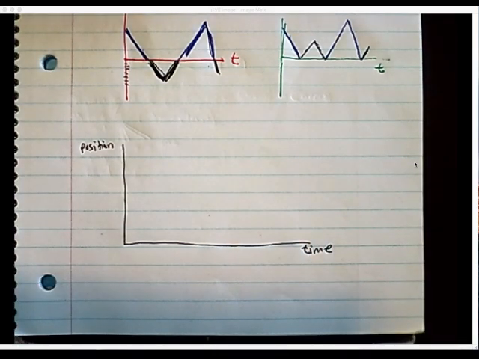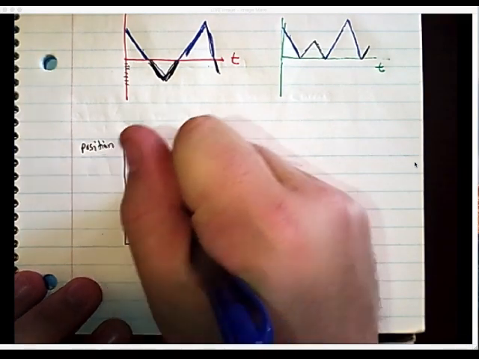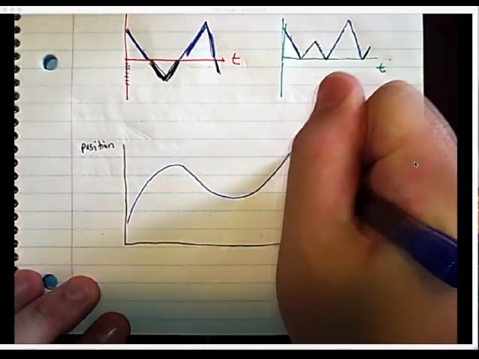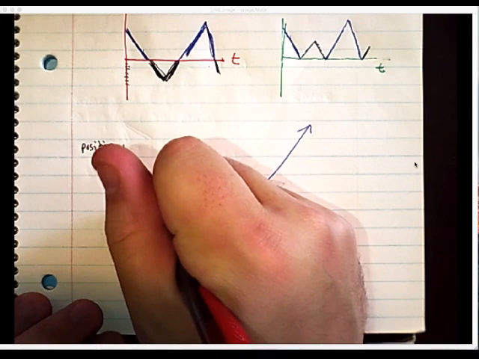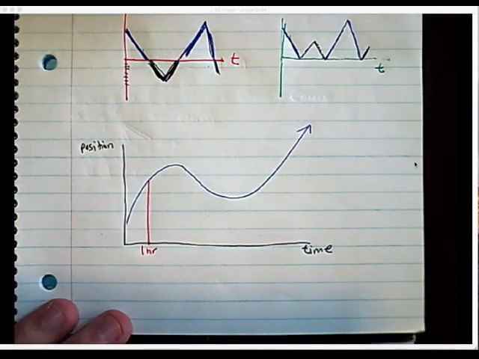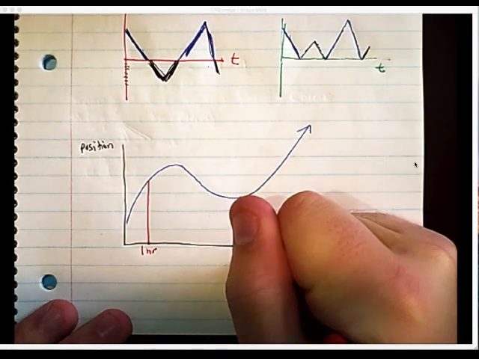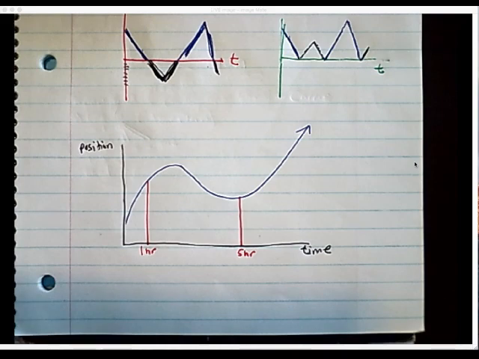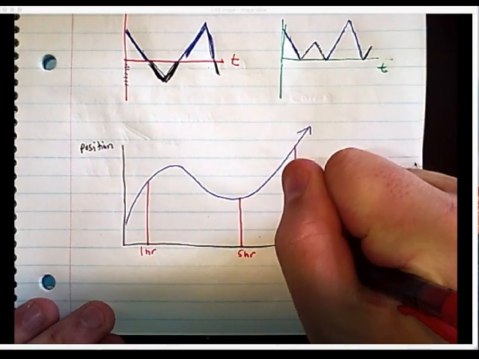Okay, so let me just draw one of these weird graphs. Maybe I'll just draw some curvy graph. Let's say here, this is 1 hour into a trip. Maybe here, this is like 5 hours of the trip. And maybe this is, I don't know, 7 hours of the trip.